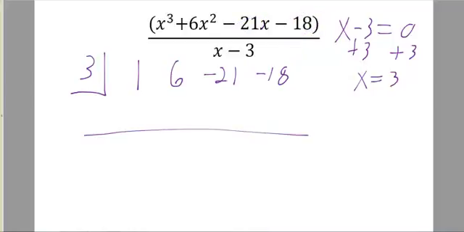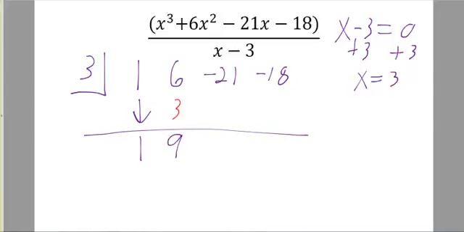And then what we'll do is draw a line. We bring the first one down. This becomes a 1. And then what we're going to do is multiply our 3 by our 1 and then add it up here. So 3 times 1 is 3. Then you add it. We get a 9.